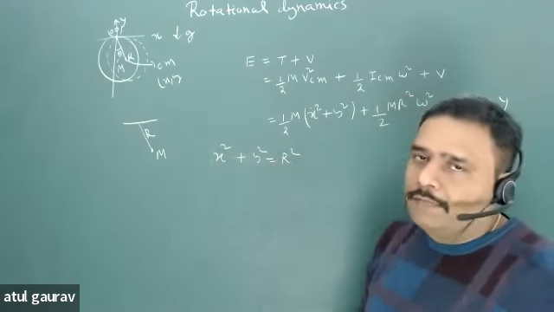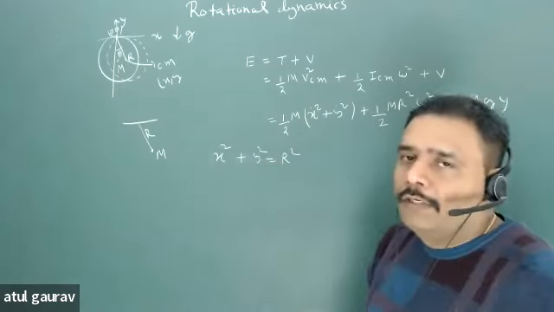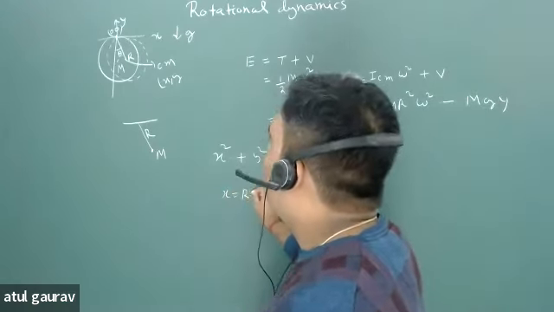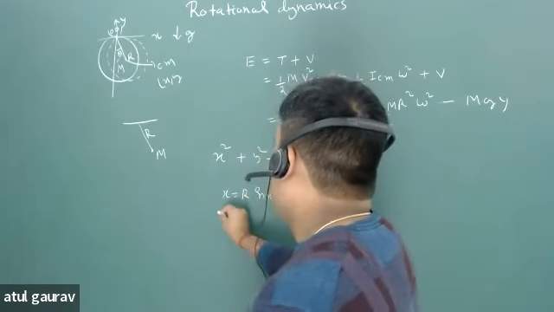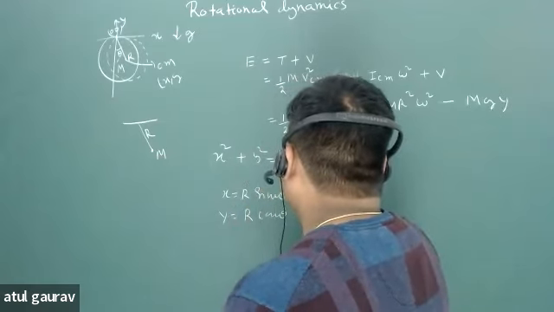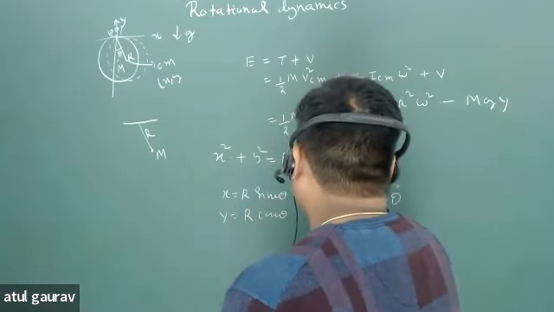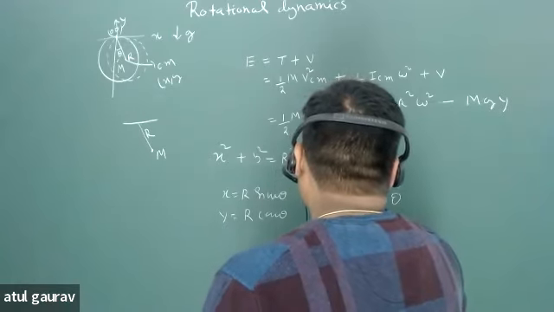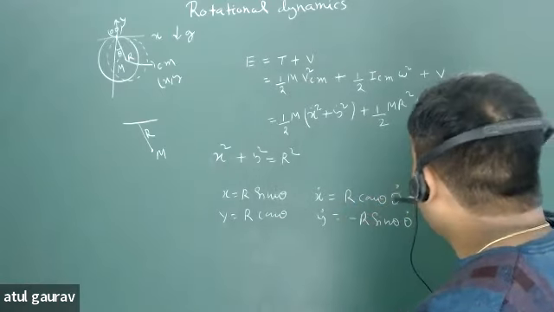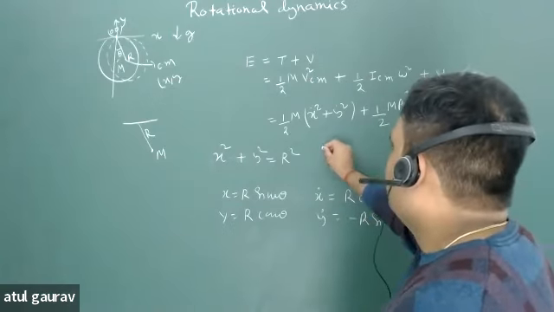So in which coordinate system do we have to work? If this is your equation of constraint, then obviously we have to move into circular polar coordinates. So I can write x is equal to R sine theta, y is equal to R cos theta. And from here we get x dot is equal to R cos theta theta dot, y dot is equal to minus R sine theta theta dot. So we can put it here. And what is your omega? Omega is nothing but theta dot.